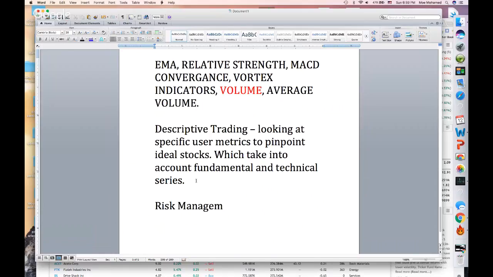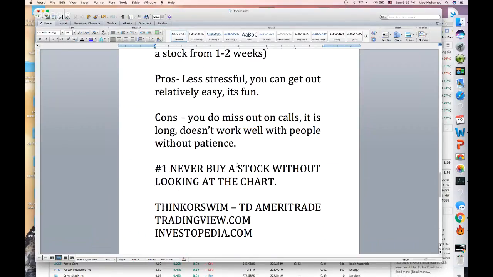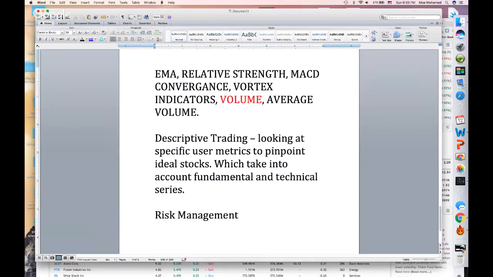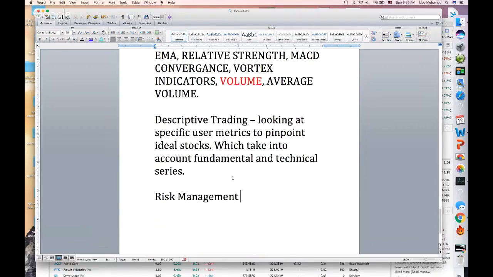So remember we talked about looking at the chart before you buy a stock, right? Never buy a stock without looking at the chart. This all plays into risk. When you say, all right Mo, I found out what kind of trader I want to be, a swing trader, a day trader, whatever, I'm going to say, great. What's your risk? What do you mean, Mo? Your risk ratio or your risk assessment is what you're willing to lose to gain.